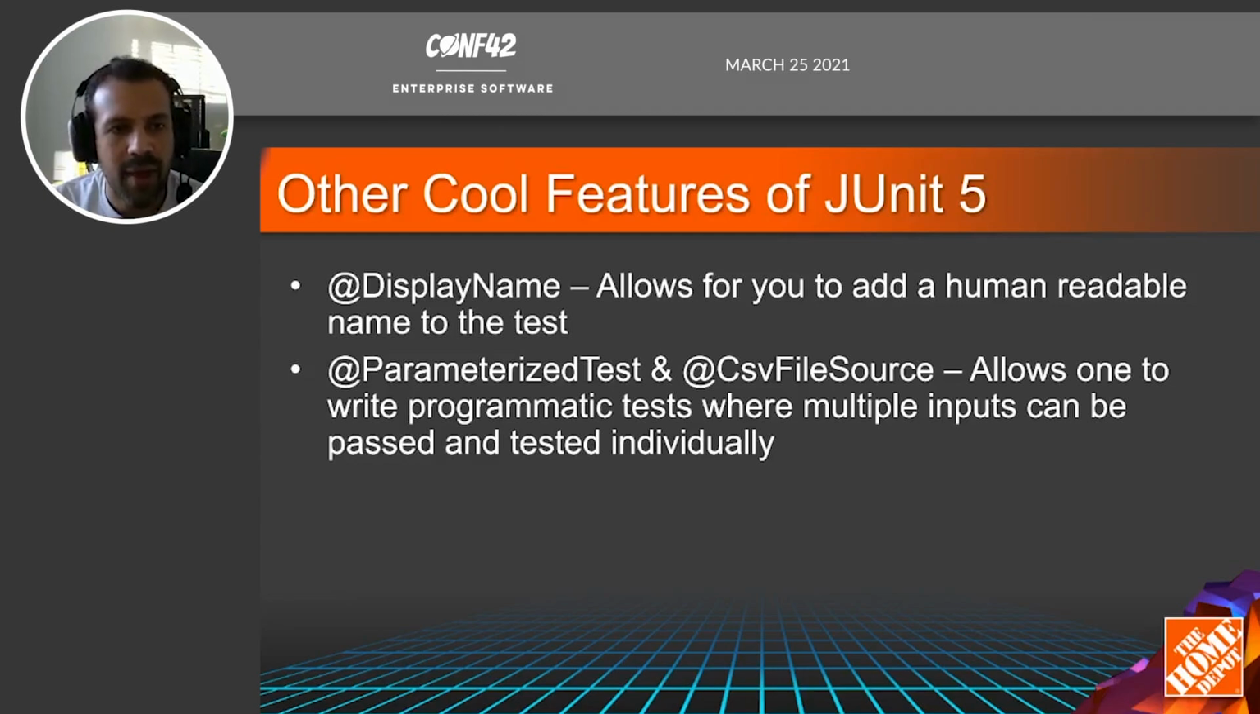The other two that go hand in hand are parameterized tests and the @CsvFileSource. The parameterized test allows you to write programmatic tests where multiple inputs can be passed and tested individually. The CSV file source allows you to point to a particular place and say, okay, I want you to use this file to generate and pull in the information behind that.